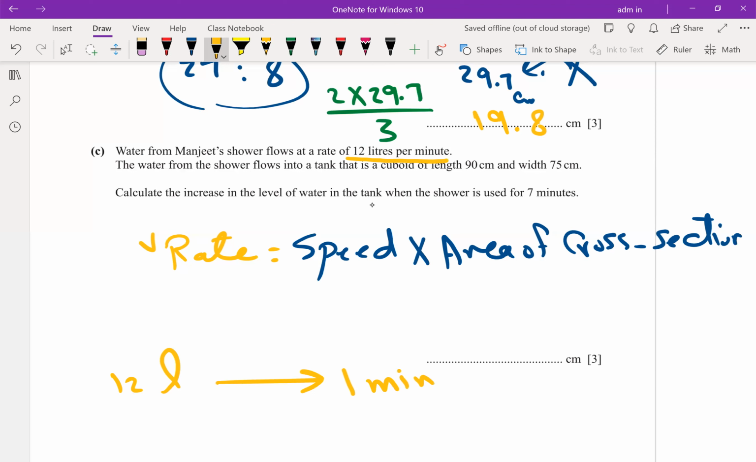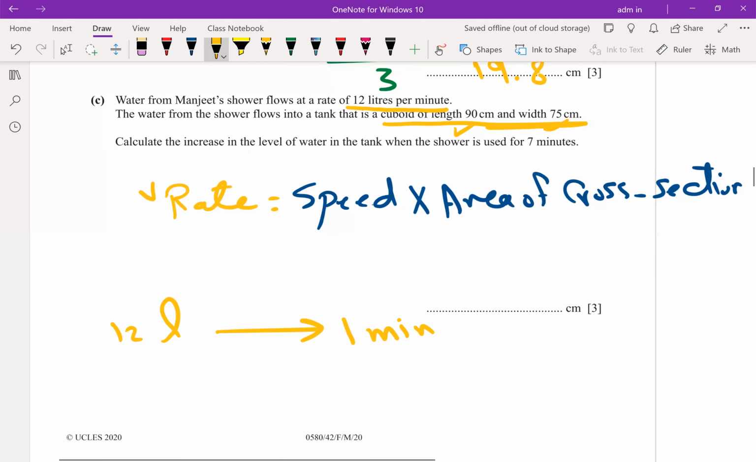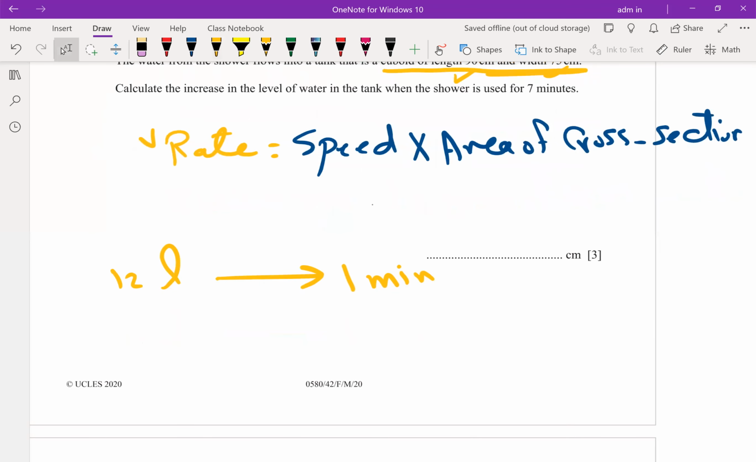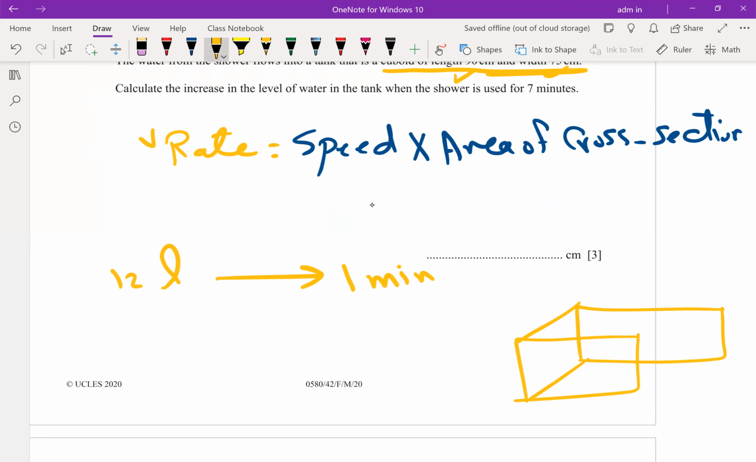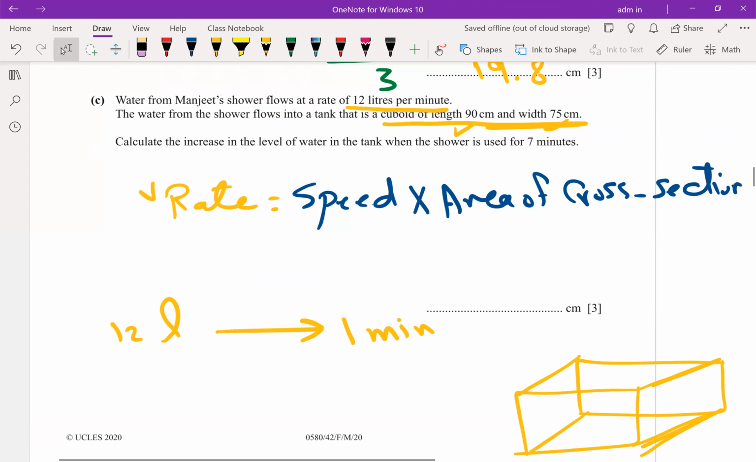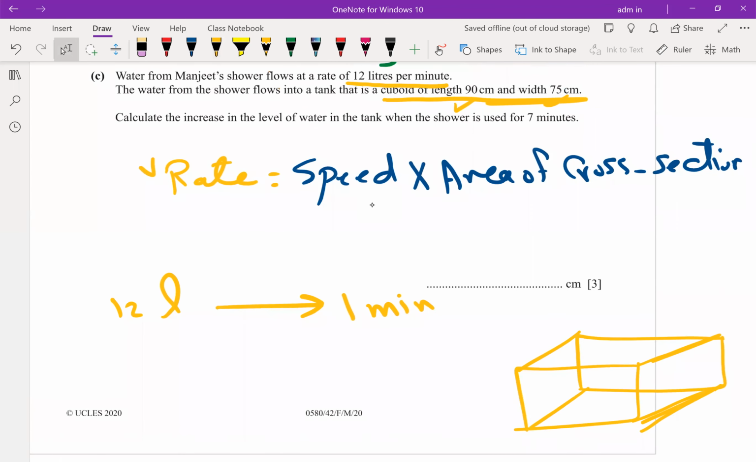The water from the shower flows into a tank that is cuboid. The cuboid has length and width. Calculate the increase in the level of water in the tank when it is used for 7 minutes. We have a cuboid. Its length is 90 and the width is 75. But the height is not given.